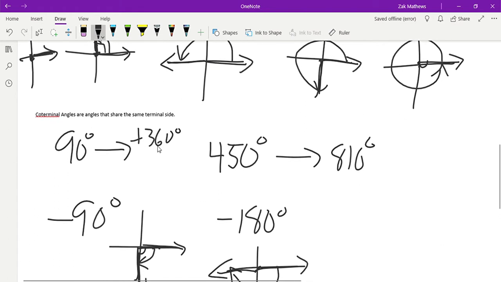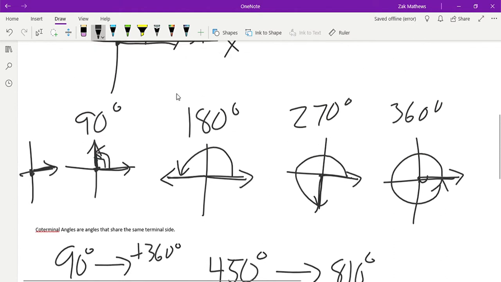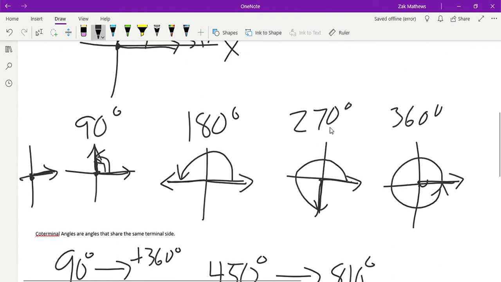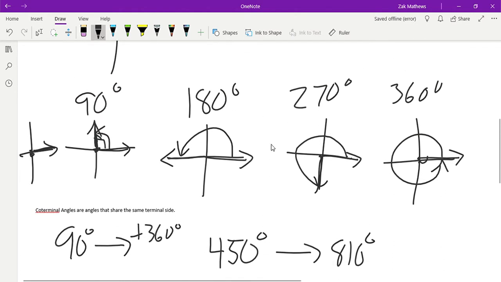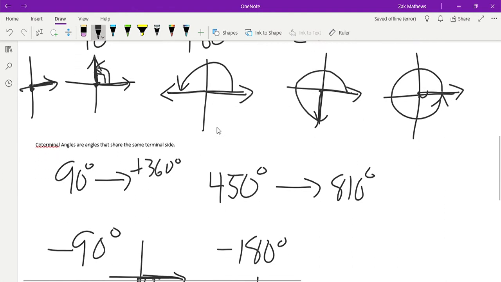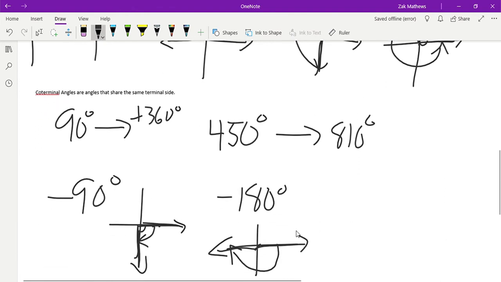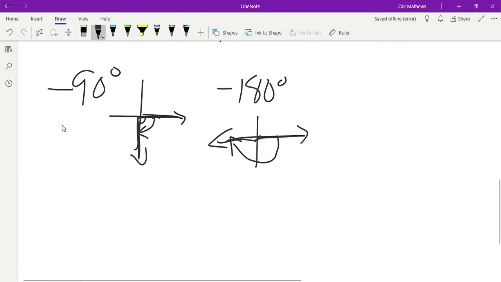So how did I get that? Well, I could have taken 360 and subtracted from the original angle. So 270 minus 360 is negative 90. 180 minus 360 is negative 180. So to get to a coterminal angle, we can add and subtract 360.